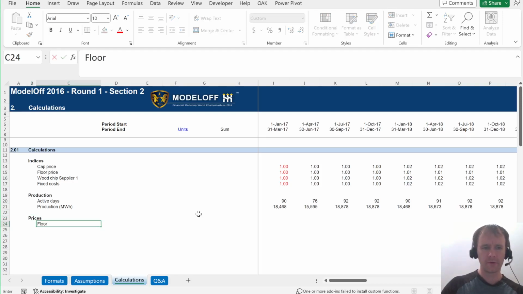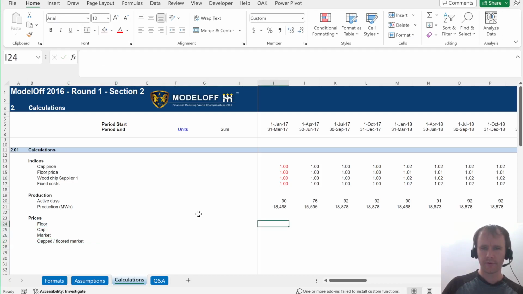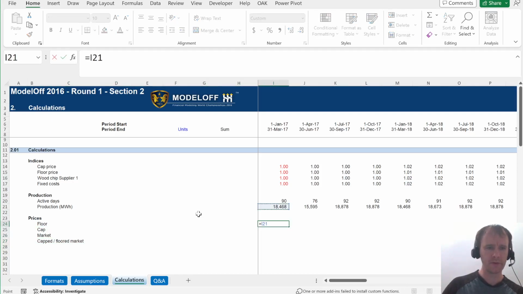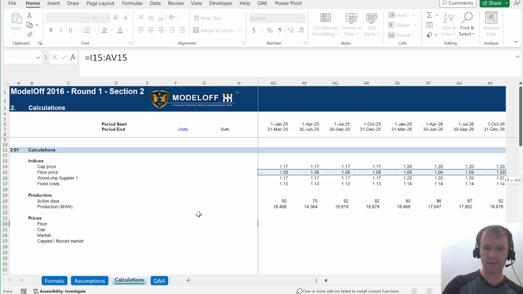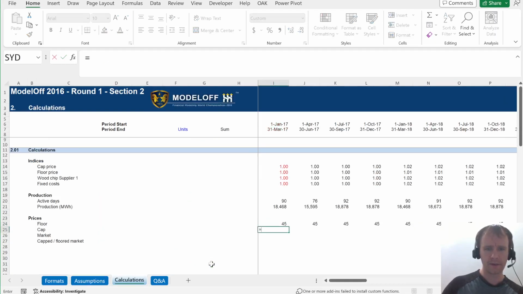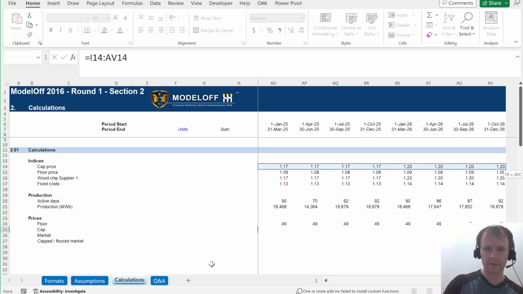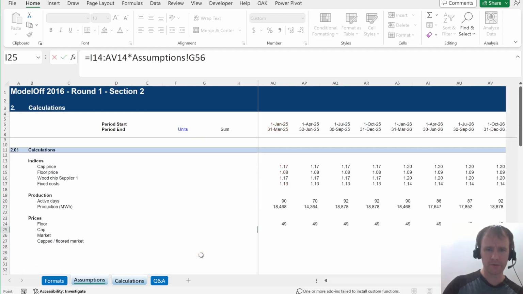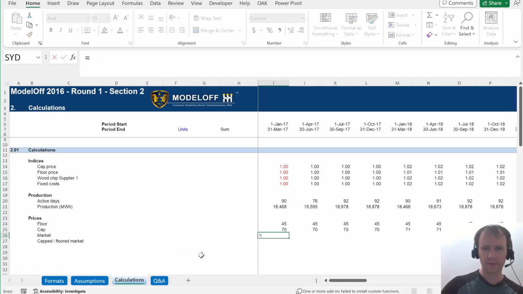so we want the floor, the cap, the market, and call it cap floored market for want of a less stupid name. Anyway, okay, so floor price is that index times floor price. Cap price is this index times cap price. Market price is, I'm going to look up the, hang on.